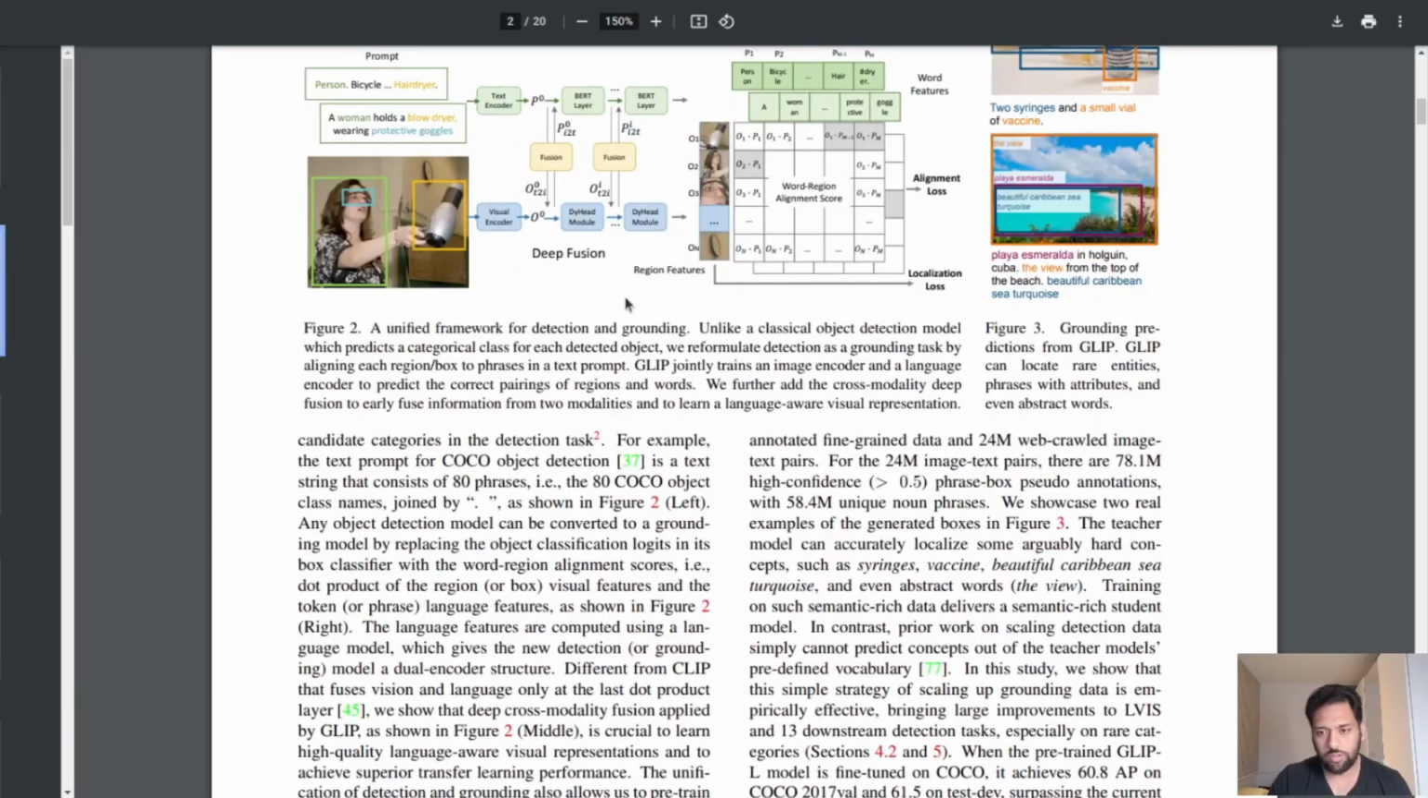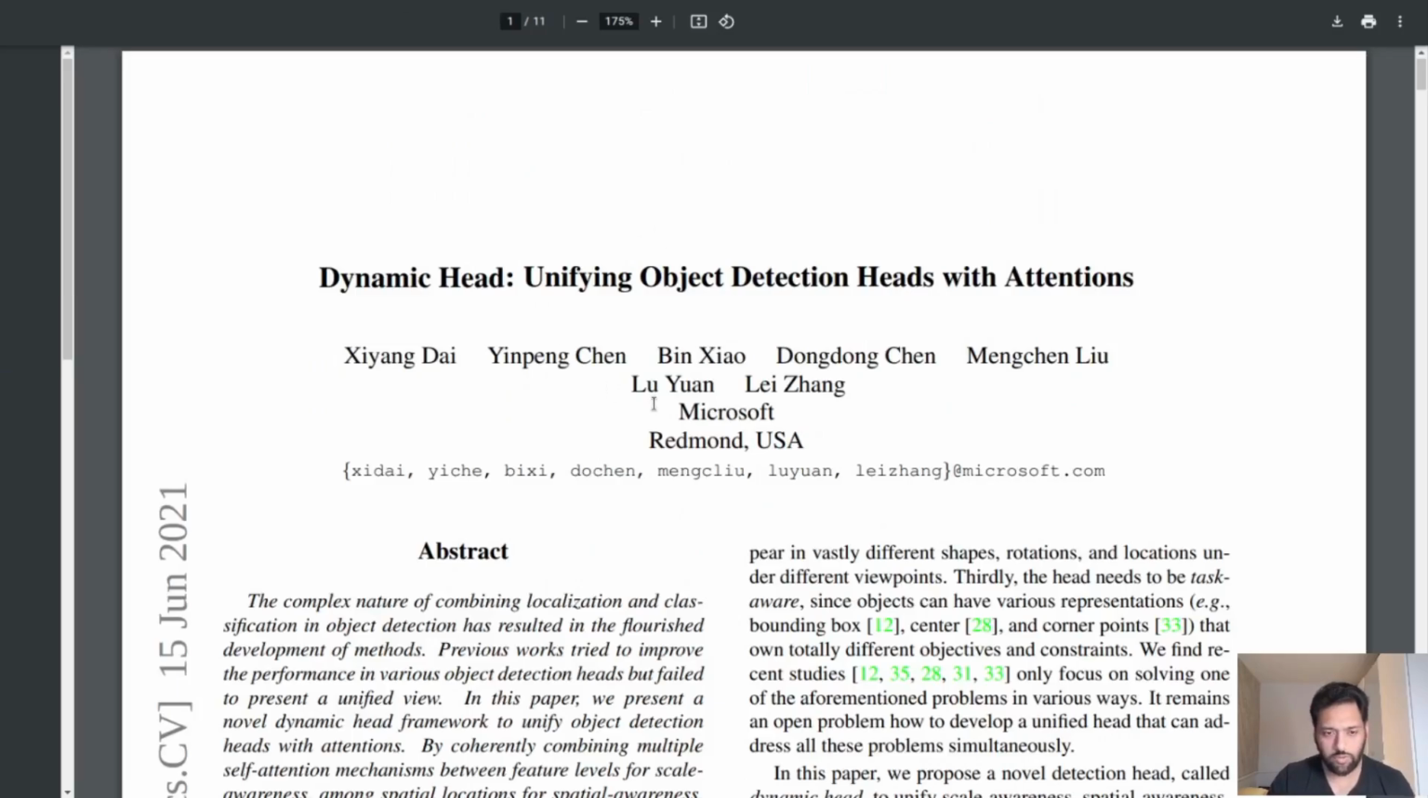This is a multimodal image-text model which can be used for open object detection, and they're also using the dynamic head module, so it makes sense to first implement this. Okay, going back to dynamic head.